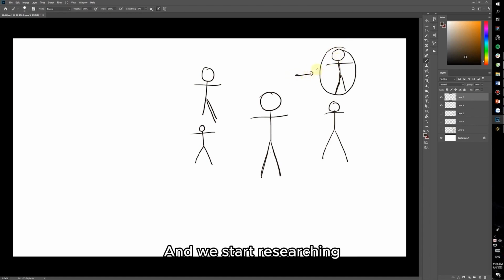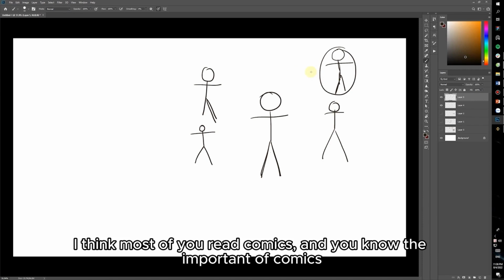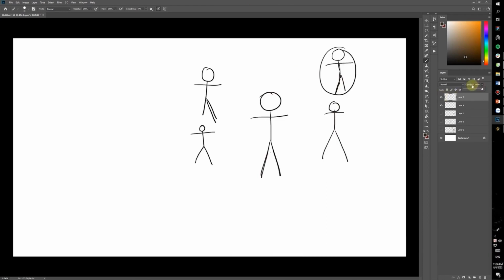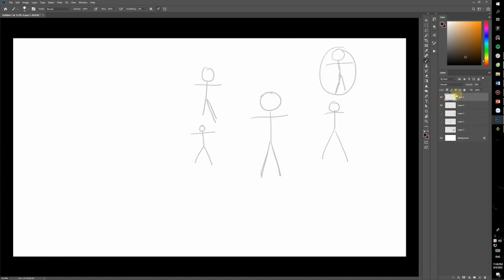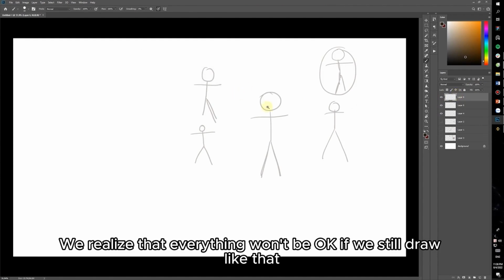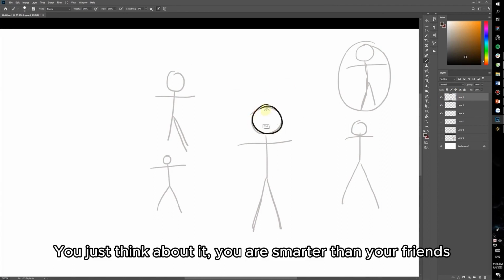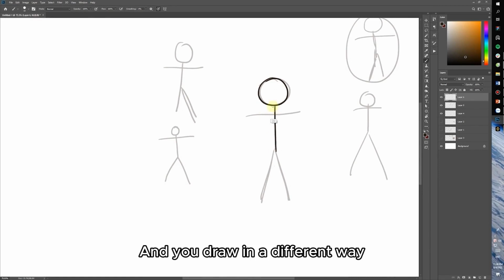And we start researching. In the past, the internet was not popular. We often learned how to draw from comics. I think most of you read comics, and you know the importance of comics. Some comics were drawn beautifully, such as Conan, Doraemon, etc. We'll realize that this body proportion has some problem. We realize that everything won't be okay if we still draw like that. You just think about it, you are smarter than your friends. And you draw in a different way.